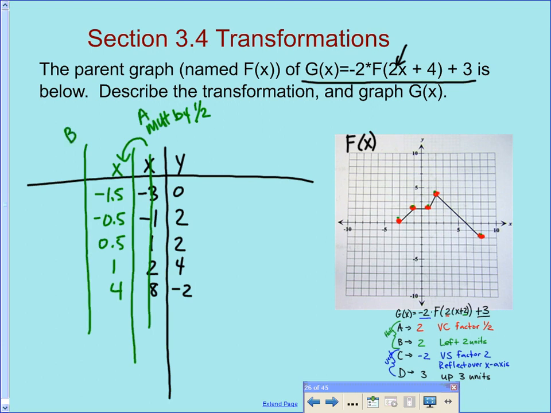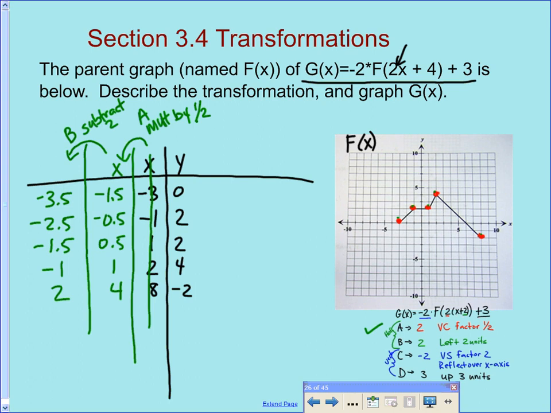So that took care of my A. Now I'm going to take care of my B part. The B part says that I am going to move left 2 units. So that means I'm going to subtract 2. So I'm going to subtract 2 from the new x value. So if I subtract 2 from each of those, then I'm going to get -3.5. And I'm going to get -2.5. And I'm going to get -1.5, -1, and 2. Okay, so I've subtracted 2 from each of those. And now that I have that, I've taken care of my horizontal component.